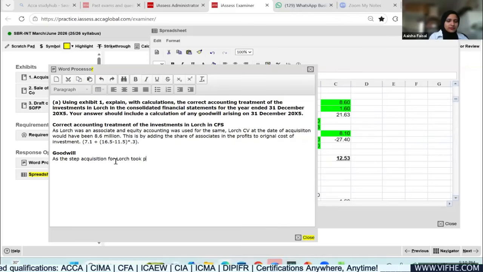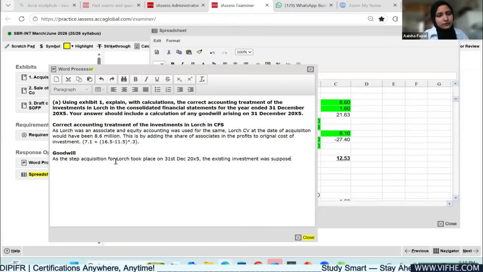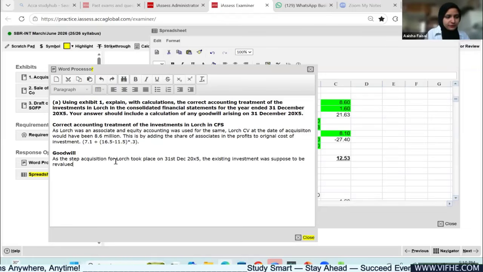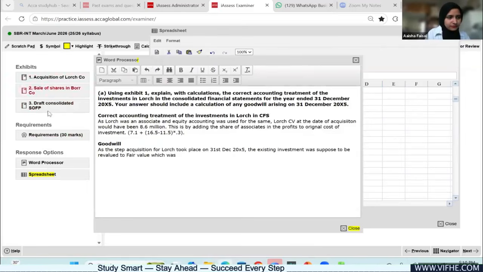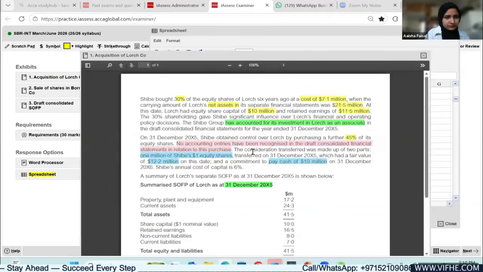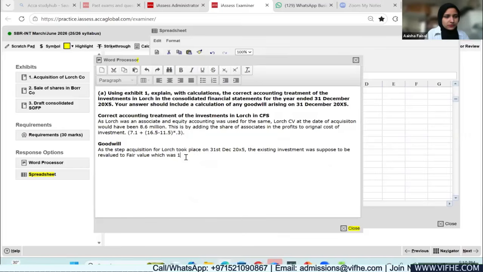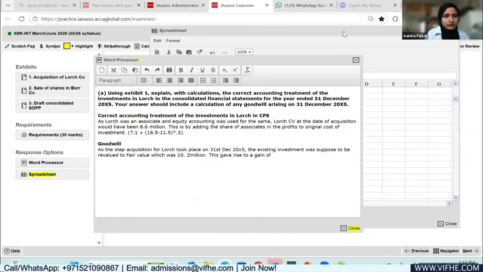for Launch took place on 31st December 20x5, the existing investment was supposed to be revalued to fair value, which was, if I'm not wrong, 10.2 million. This gave rise to a gain of 1.6 on remeasurement.